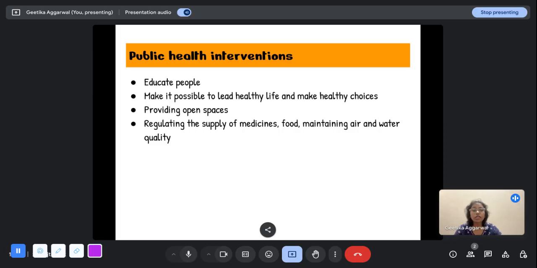And you could be regulating the supply of medicines in the area, the food supply, maintaining the air and the water quality of the area, so that it's healthy enough for people to live in, and so that it promotes their health, and prevents the diseases that might happen in the absence of adequate medicines and food, in the absence of the adequate supply of these things. So these are some different public health interventions that can be taken.